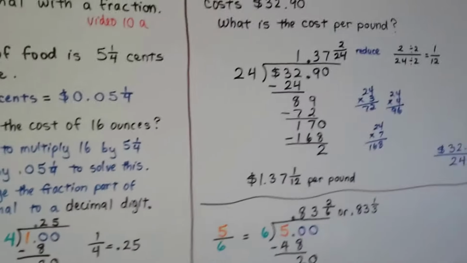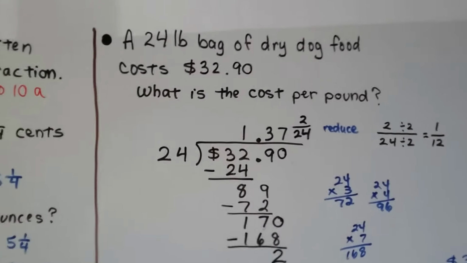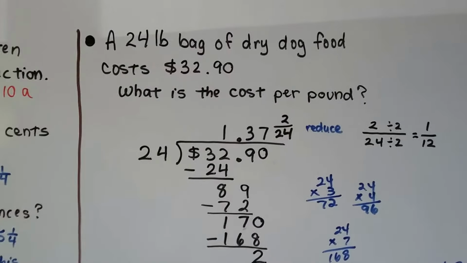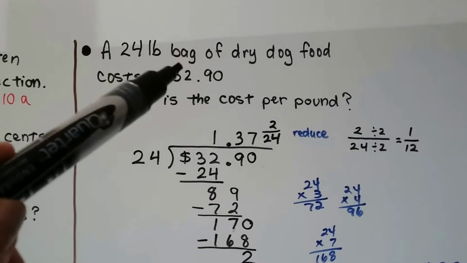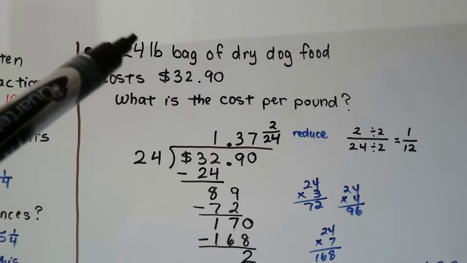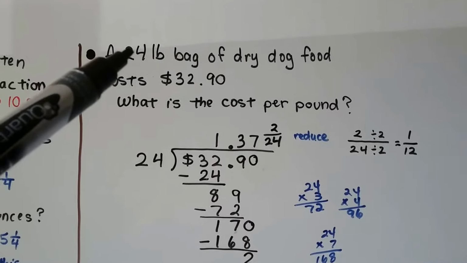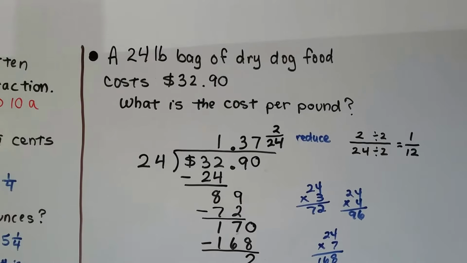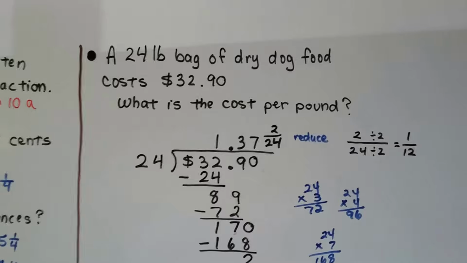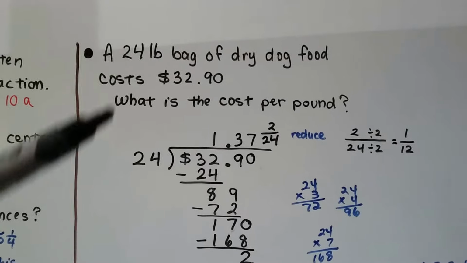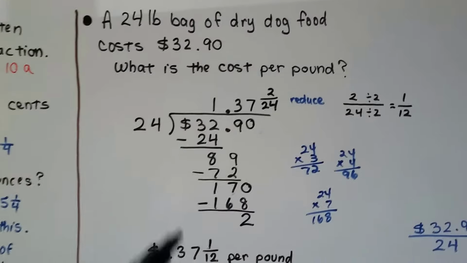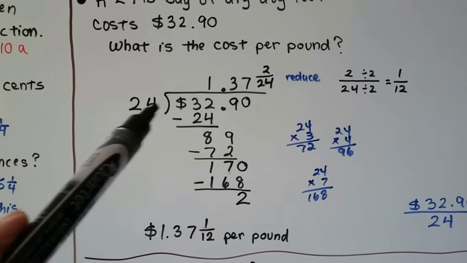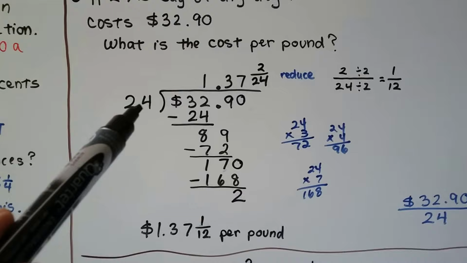We have a 24-pound bag of dry dog food that costs $32.90. So what's the cost per pound? We need to take this $32.90 and split it into 24 separate equal parts to find out how much it costs per pound. Because here's 24 pounds for one price. How much would 1 pound be? So we divide the $32.90 by the 24 pounds.